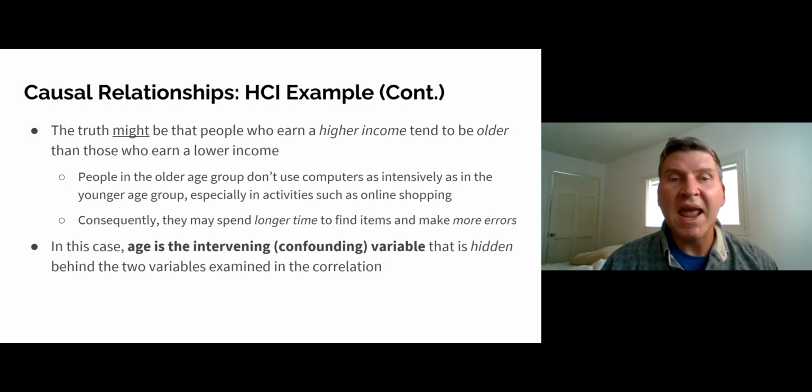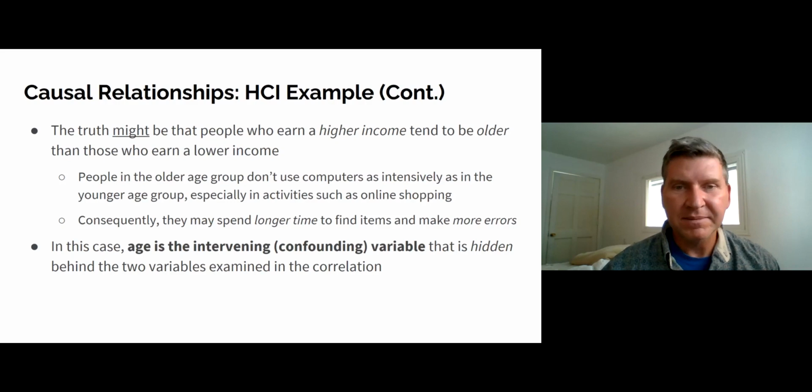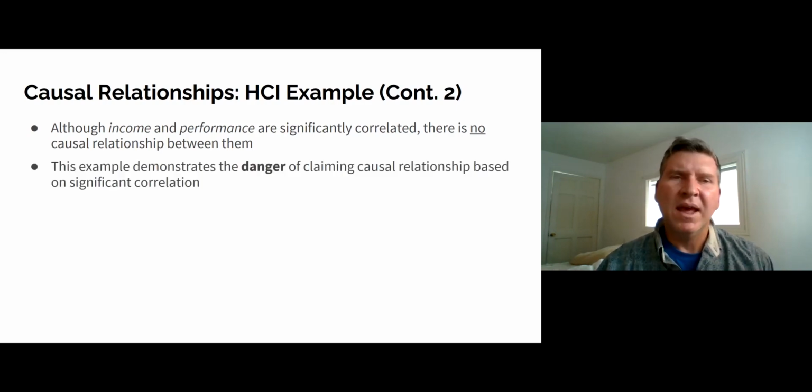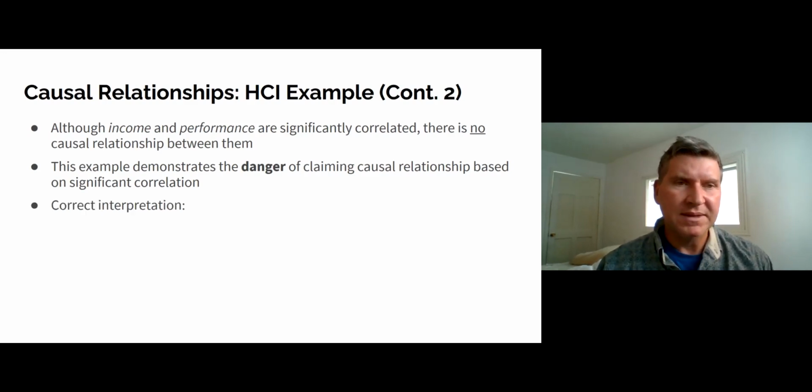So this means that age is the intervening or confounding variable that's hidden between the two variables examined in the correlation. Age is more important to determining how the person performs than their income. So income and performance are correlated, right? Because we did the experiment and we found this, but there's no causal relationship between them. And this illustrates the danger of claiming causal relationship based on significant correlation. This, again, is something we have to keep in mind.